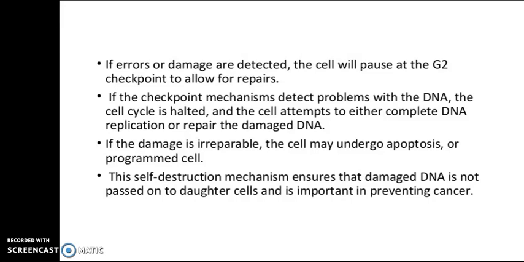If the checkpoint mechanisms detect problems with the DNA, the cell cycle is halted and the cell attempts to either complete DNA replication or repair the damaged DNA. If the damage is irreparable, the cell may undergo apoptosis or programmed cell death. This self-destruction mechanism ensures that damaged DNA is not passed on to daughter cells and is important in preventing cancer.